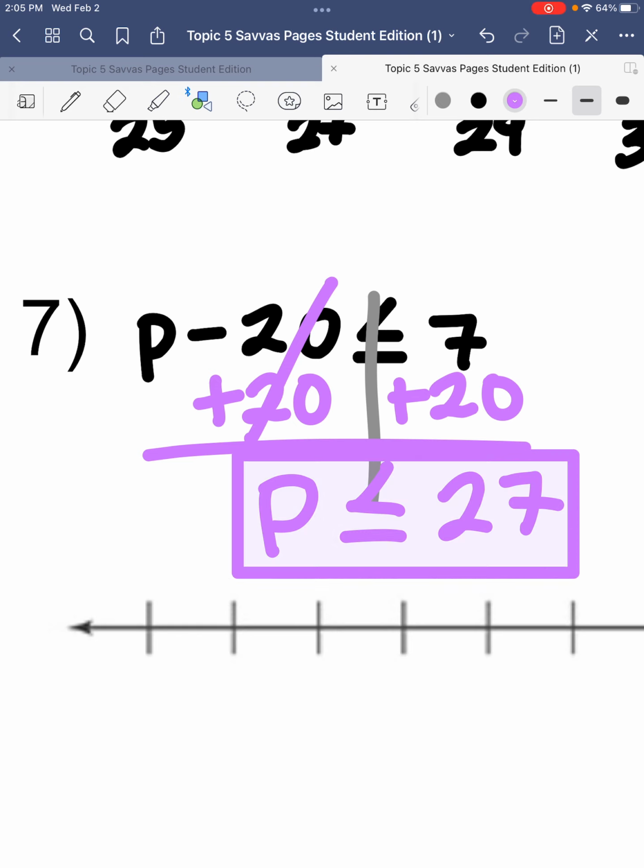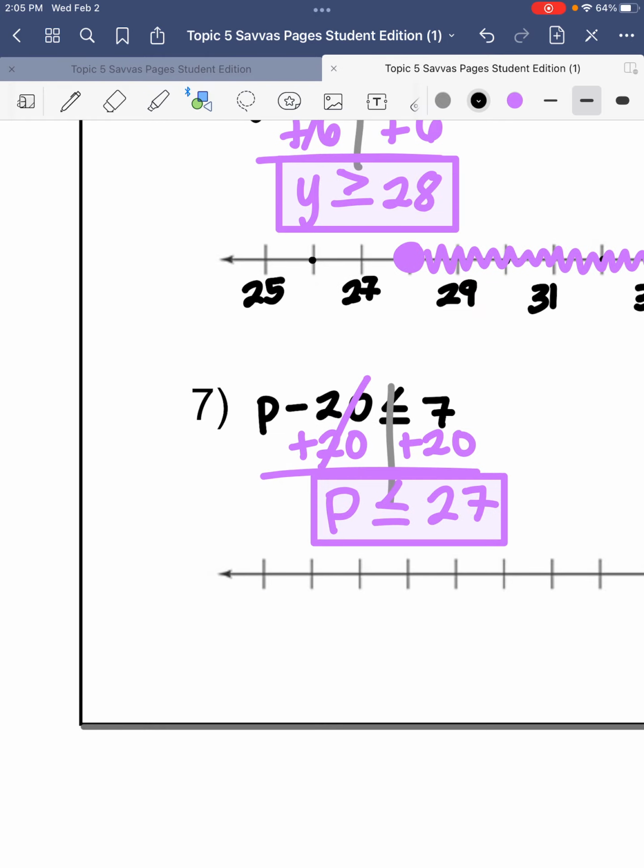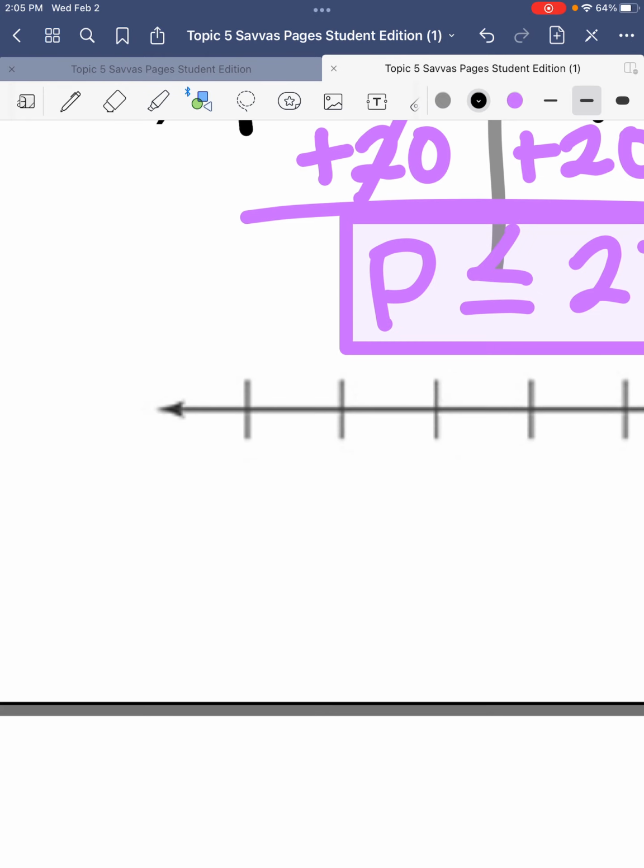So like I've said before, I want that 27 to be kind of towards the center of my number line. So I'm going to count by twos. Let's start with 22. Oops.